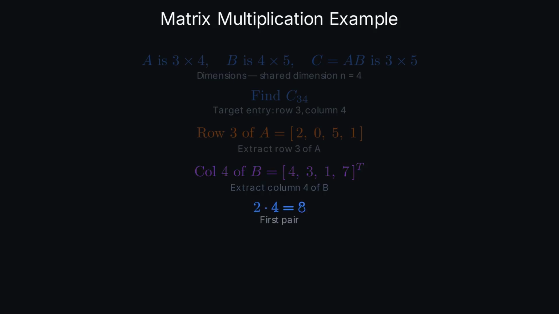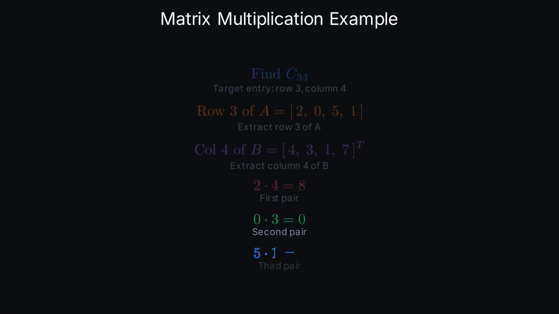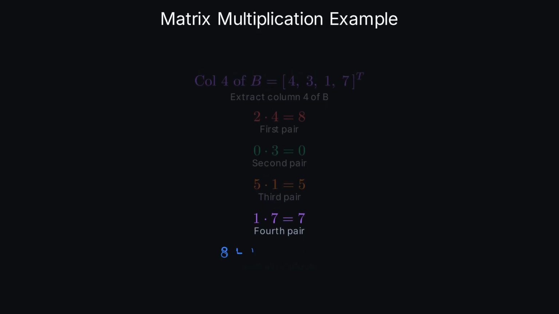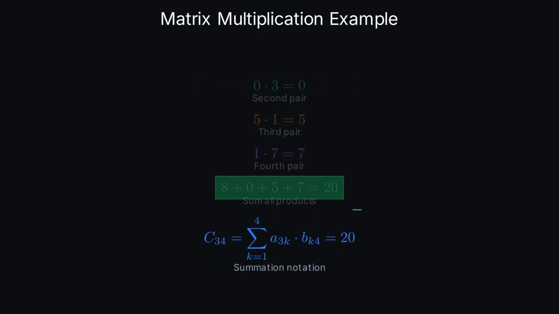Now we pair them up and multiply. 2 times 4 is 8. 0 times 3 is 0. 5 times 1 is 5. 1 times 7 is 7. Finally, we add them all together. 8 plus 0 plus 5 plus 7 equals 20. So C34 equals 20. In summation notation, C34 equals the sum from k equals 1 to 4 of A3k times Bk4. That gives us one entry at a time.